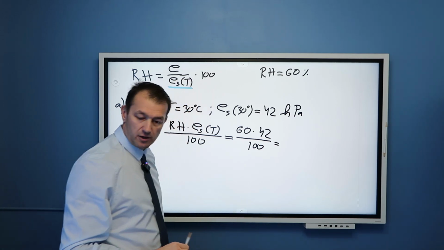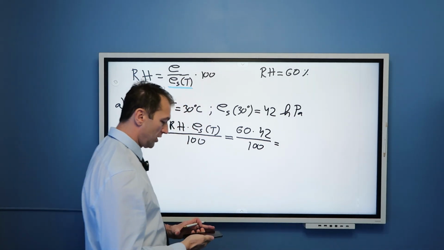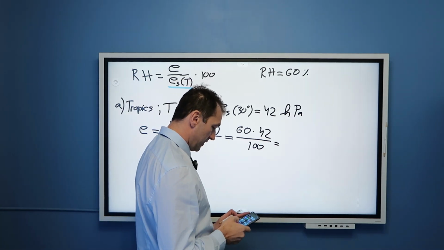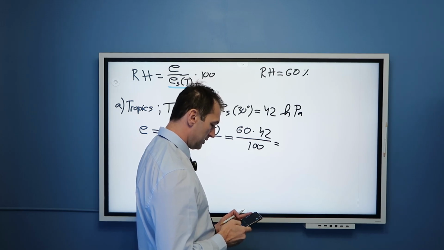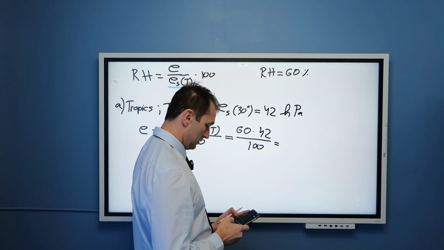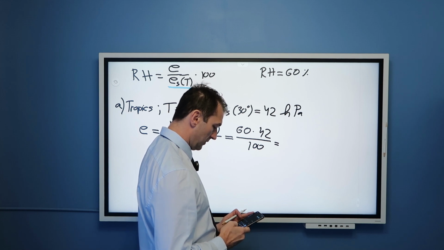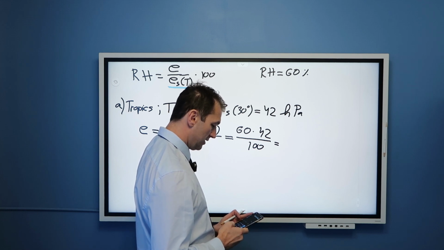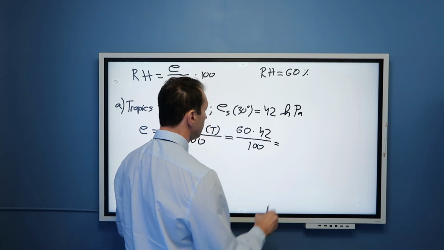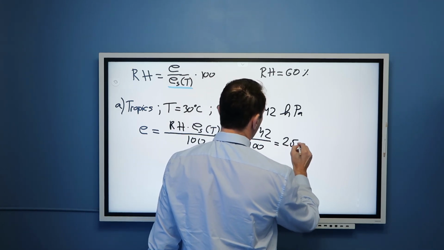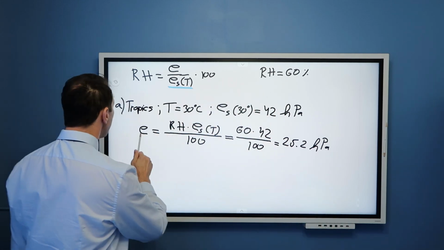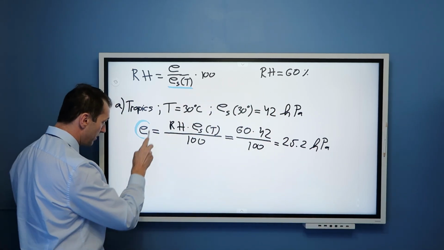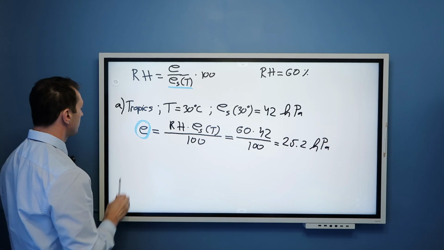And I don't know the value, so let me take a calculator to calculate this. So if I go to calculator and I say 60 times 42 divided by 100, I get 25.2 hectopascals. This is the actual amount of water vapor in the air in the tropics.